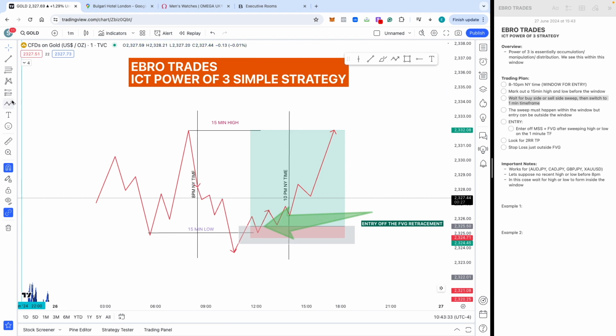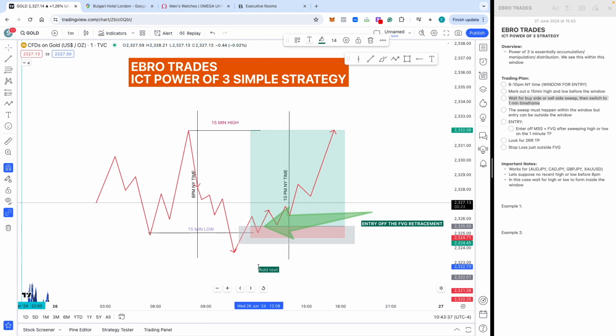So we are waiting for, I'll write that here. So we are waiting for a market structure shift paired with the formation of an FVG. We then enter off the fair value gap retracement. And it is as simple as that. There is no need to overcomplicate. It is as simple as that.